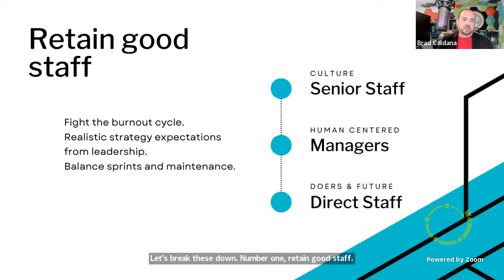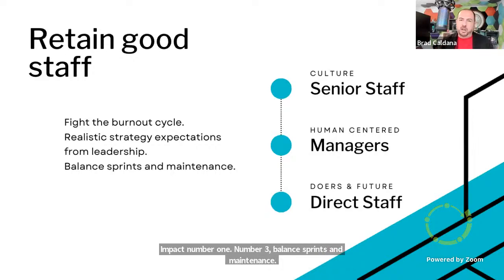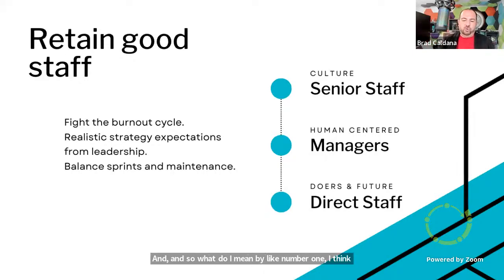Number 1, we need to fight the burnout cycle. Number 2, realistic expectations from leadership, which impacts number 1. Number 3, balance sprints and maintenance. What do I mean by number 1? I think any of us working in digital know that burnout is a plague across anyone working in digital for social impact, whether you're doing political stuff, labor, pure charity stuff. Most people are being asked to do too much with too little. And that's kind of the last section: why are we not getting the returns? Well, because you're asking for too much.